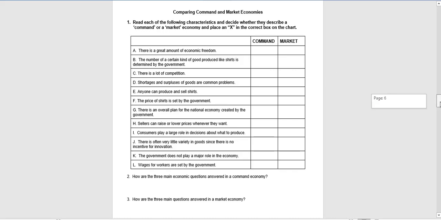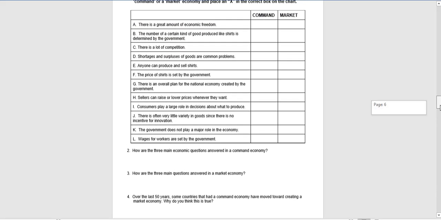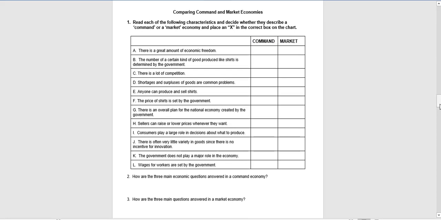Once you finish the chart, you have 3 questions to answer on your own. How are the 3 main economic questions answered in a command economy? How are the 3 main questions answered in a market economy? And then number 4, over the last 50 years, some countries that had a command economy have moved towards creating a market economy. Why do you think this is true? At this point, please pause the video, fill out your chart, and when you have it and the questions completed, you can press play.